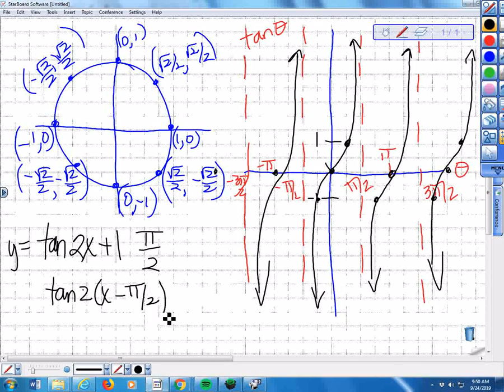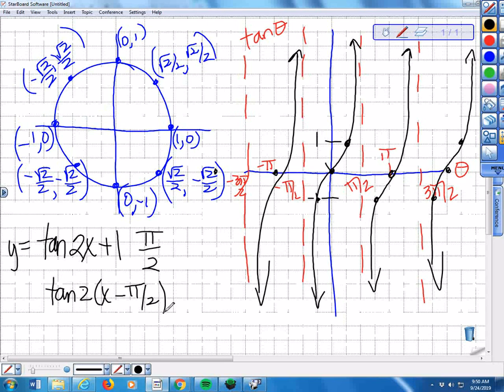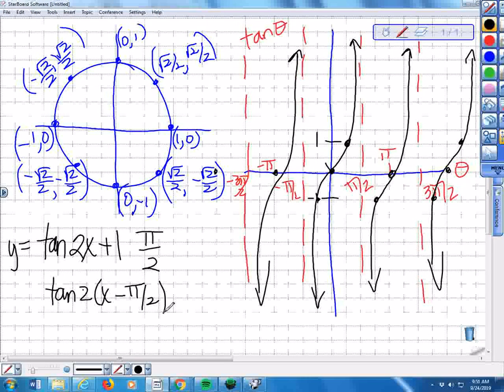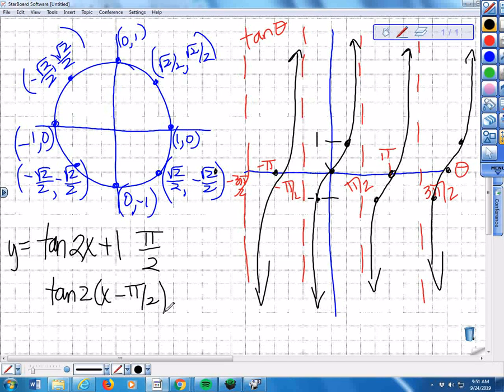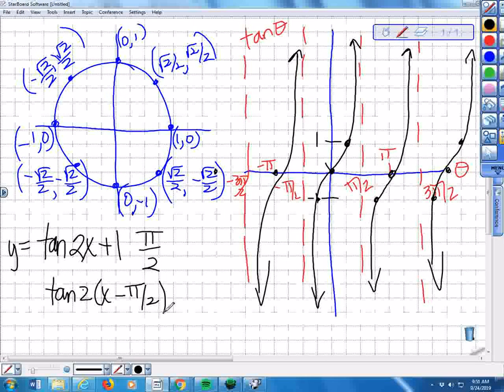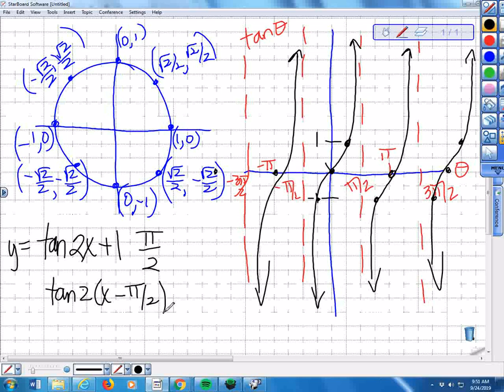Okay. If I add in something like that, that means every point, once I've got it graphed with the right period, it's going to shift right pi over 2 units. Okay, so all the rules we used for transformations of sine and cosine follow. The only difference is you have to be careful on finding the period, because the period now is pi over whatever that coefficient is, not 2 pi.